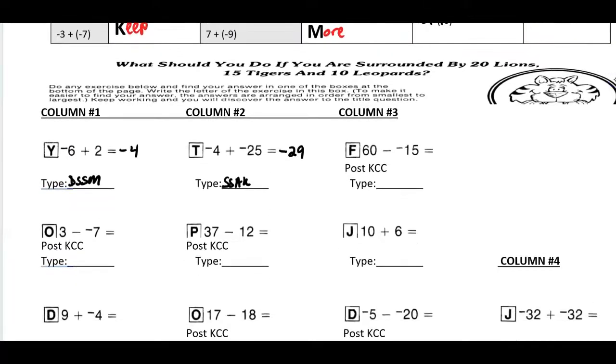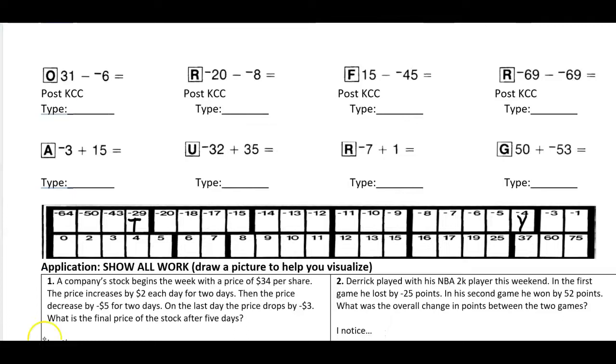The next problem, F. I see subtraction. So immediately when I see subtraction, I have to keep, change, change. So that becomes 60 plus positive 15. Same signs, add, keep. 60 plus positive 15 is 75. So I pause, find 75 on the back, put F.